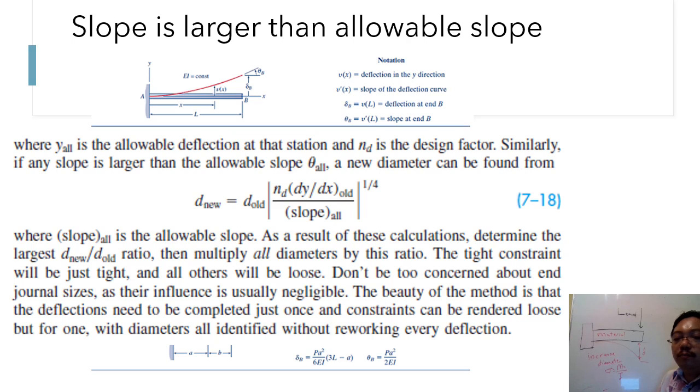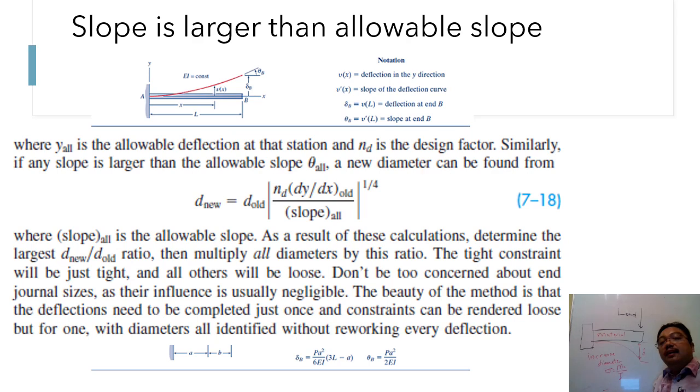Okay, what about the slope? What is a slope? What is different between slope and deflection? Okay, this is deflection. Let's say this is a shaft, I put a load and it deflects. This deflection, the range of deflection, is the deflection.